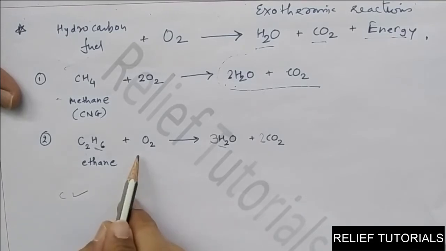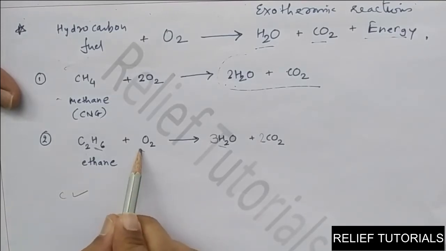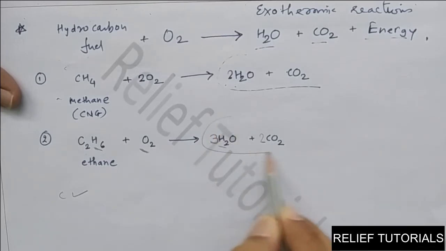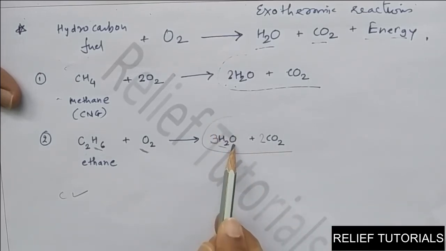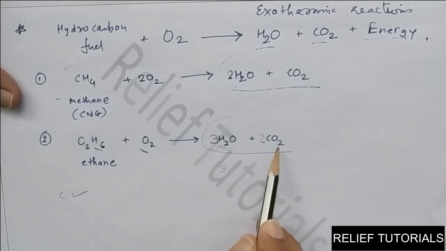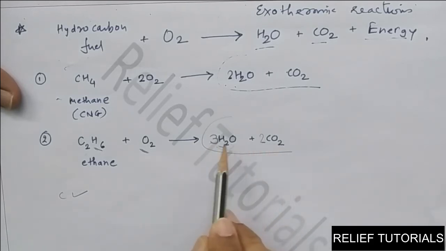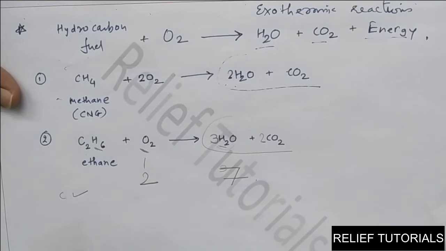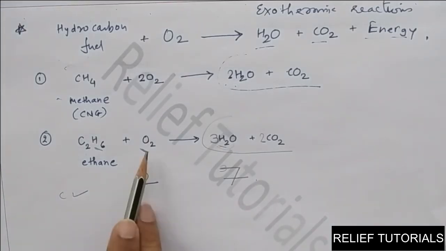What about oxygen? 2 oxygens are here and look at these total oxygens on the right hand side carefully. 3 here, okay, and plus 2 2s are 4. So 3 plus 4, total 7 oxygens are here and here is only 2. So here the question arises that how can we make 2 to 7?